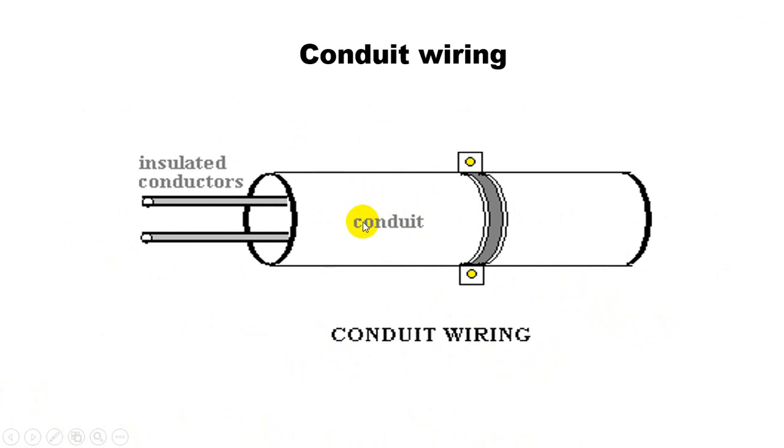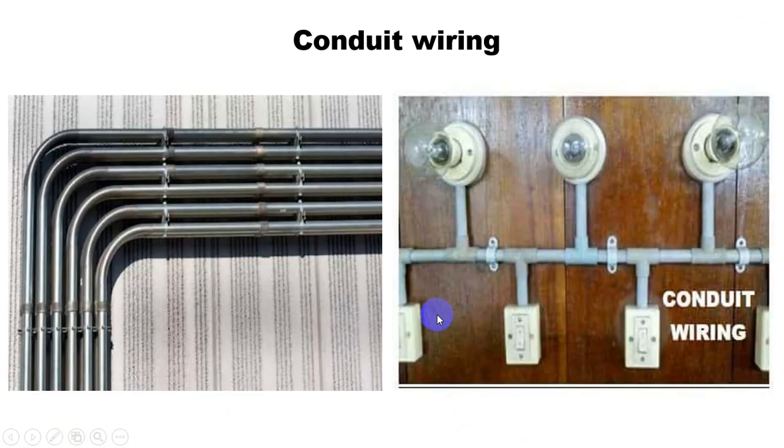Here you can see there is a PVC pipe. This is known as conduit. Previously we were using metal, but it is quite costly, so we went for PVC. Inside that, the insulated conductor is there. This type of wiring is known as conduit wiring. I think you might have done this in the lab also.